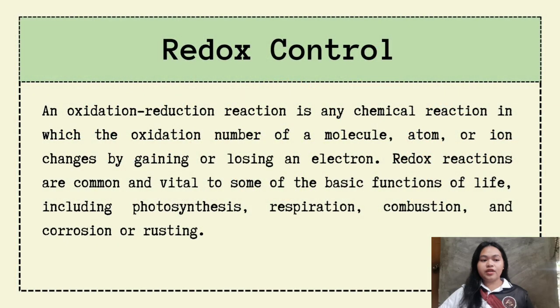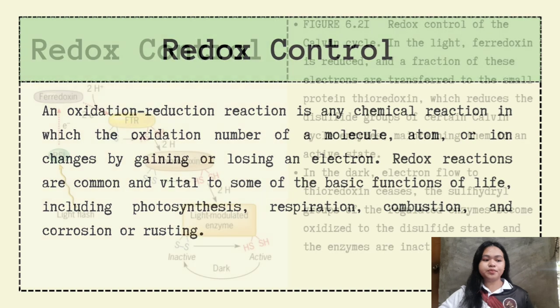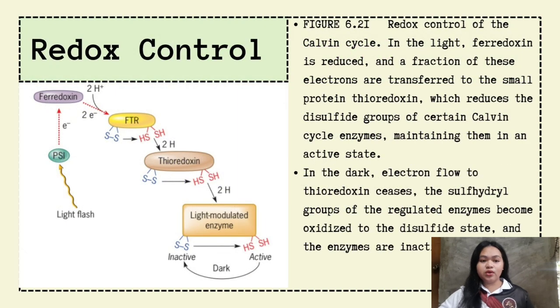The next, still under chapter 6.9, is the redox control. So, the redox control is an oxidation reduction reaction, which is any chemical reaction in which the oxidation number of a molecule, atom, or ion changes by gaining or losing an electron. So, redox reactions are common and vital to some of the basic functions of life, including photosynthesis, respiration, combustion, and corrosion or rusting. In the figure 6.21, pinapakita yung redox control of the Calvin cycle.